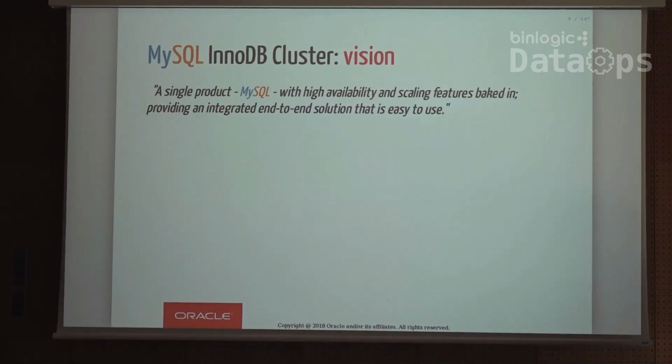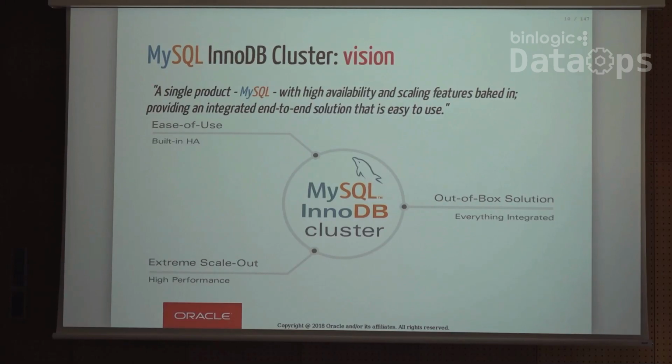So we want to do something in one single product that is very easy to use, right? With HA capability by default. Out of the box, everything is integrated, with extreme scale out and high performance. So here, with extreme scale out, this is the vision, right? The first step we did for this product is the HA, high availability. This is our first goal, and this is what we achieved. This is what I will talk to you about now. But we want to go further than that.